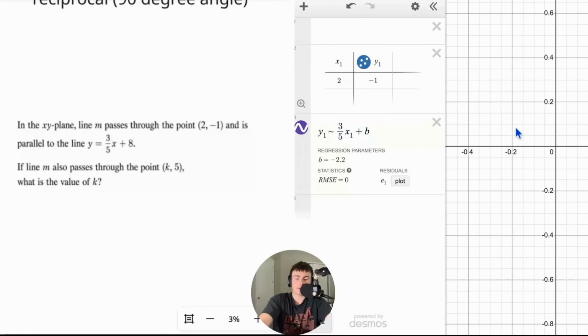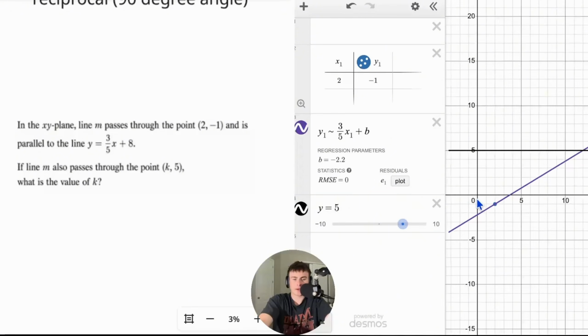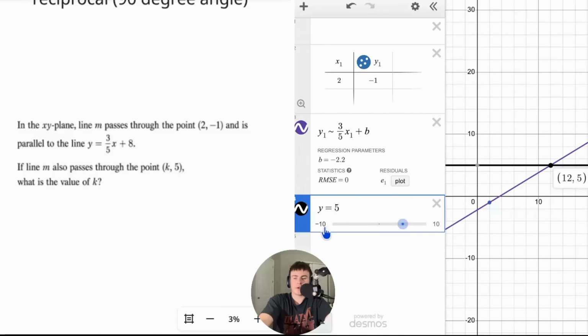Because, once again, I used custom regression with this point, and then I used the fact that this line is parallel to line M, which means the slope is the same. So if the slope is the same, I'm going to say, okay, this is 3 over 5x plus b. B is the y-intercept of this function. You just do plus a constant, right? So now we have this graph here, and we need to find the point k comma 5. The y value of that point is 5, right? So let's say y equals 5, and look where they intersect. And the x value is 12. So the answer, or the value of k, is just 12.